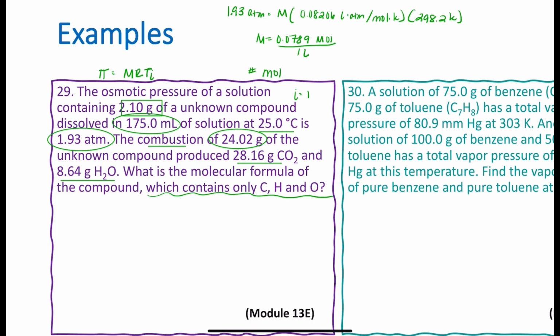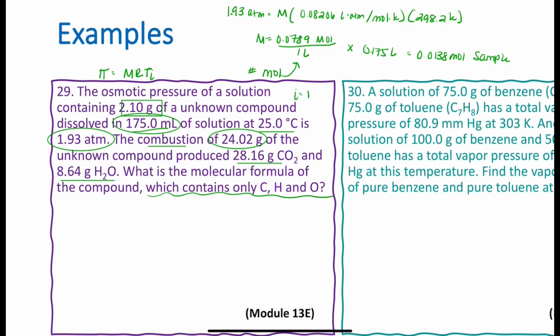When I want to find my number of moles, because I know how much unknown compound was dissolved, I'm going to take this value up here and multiply it by 0.175 liters. That gives me 0.0138 moles of the sample.